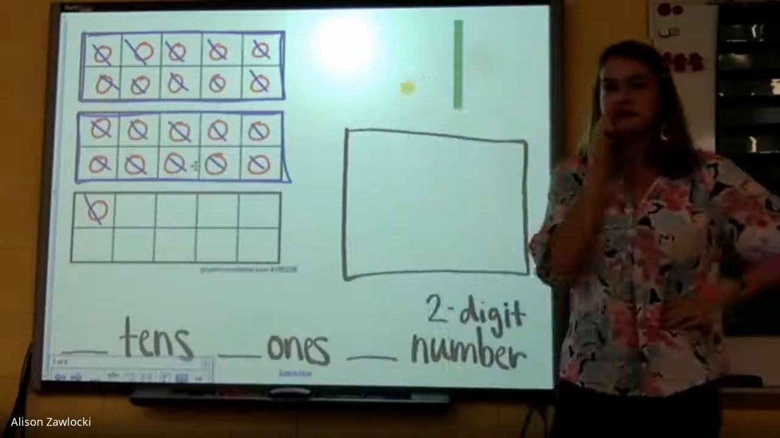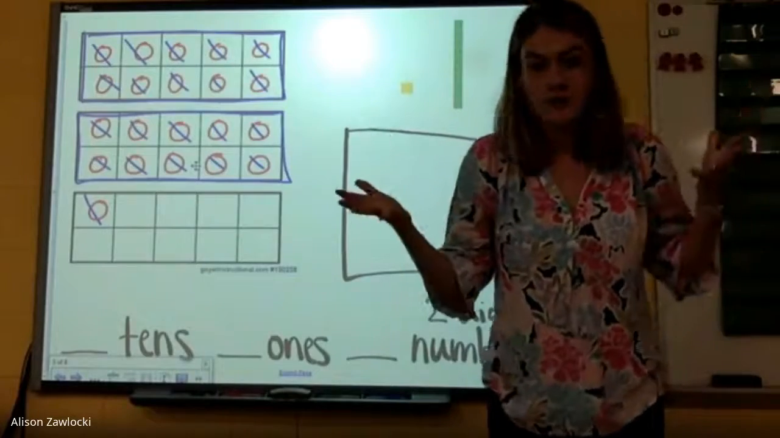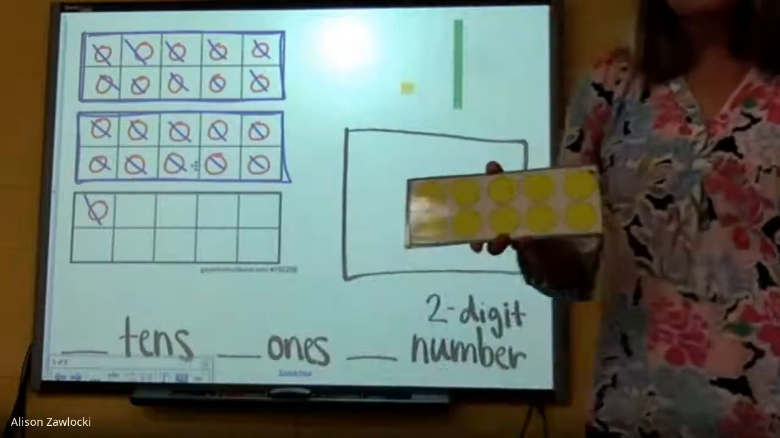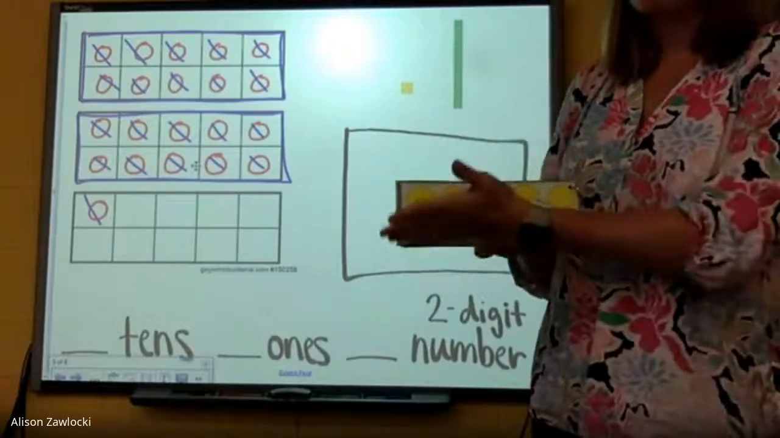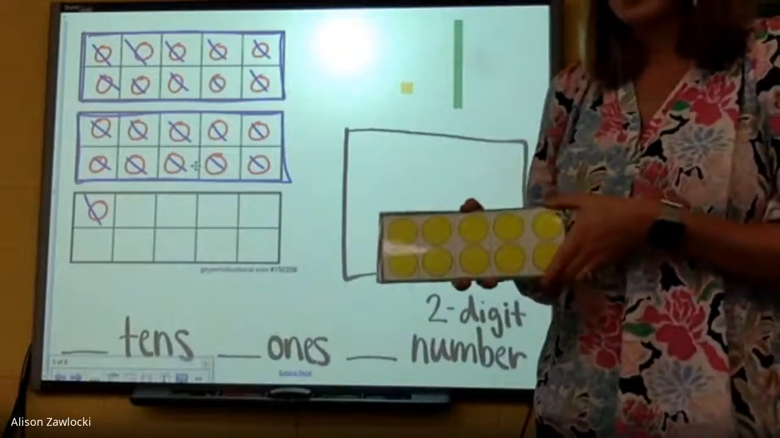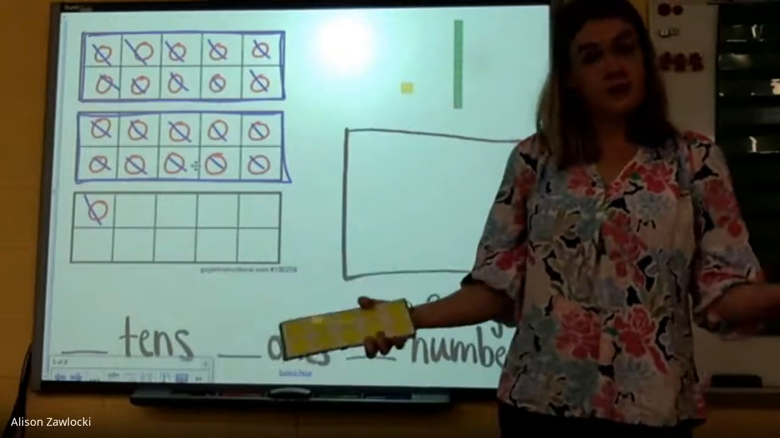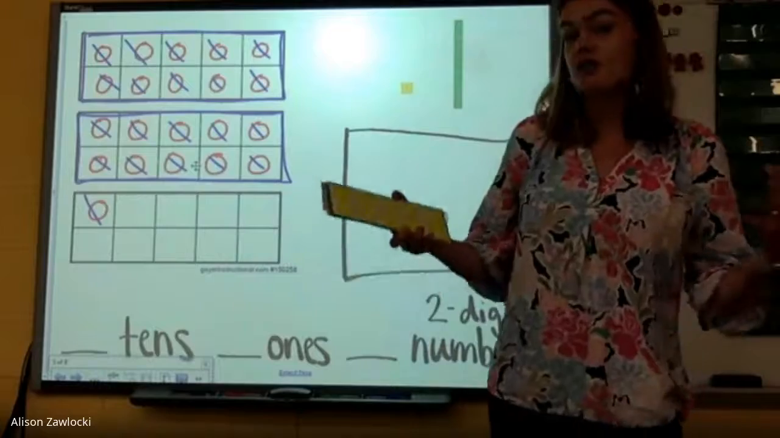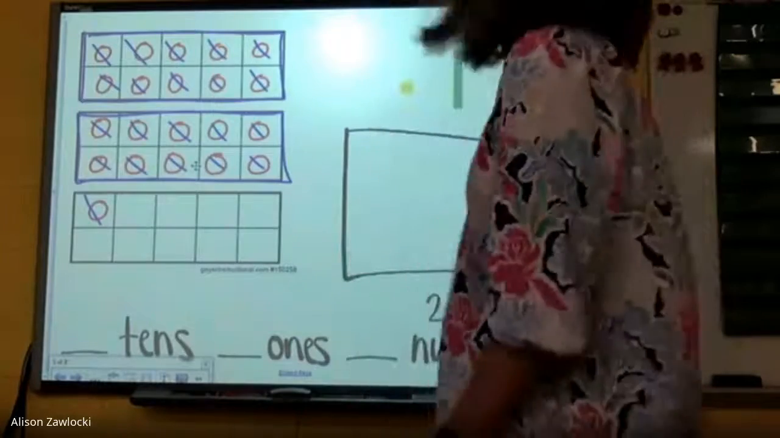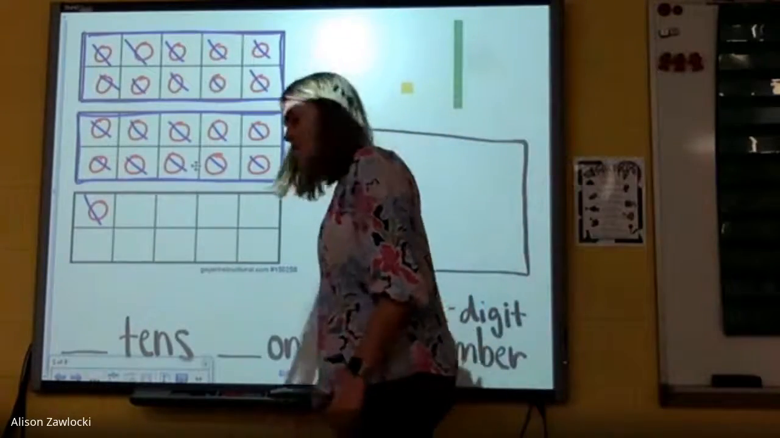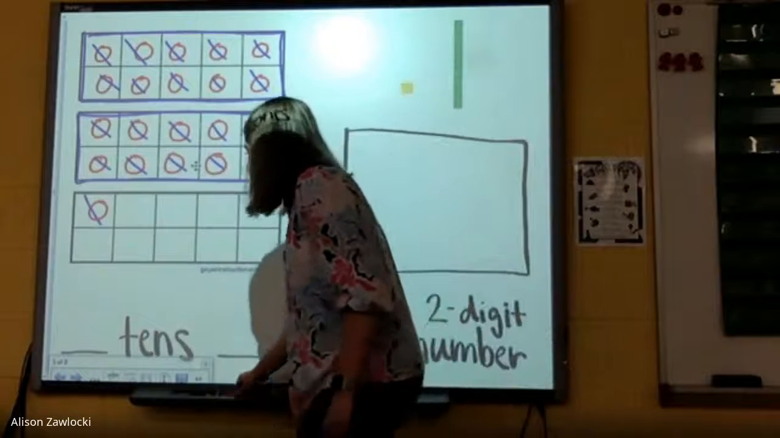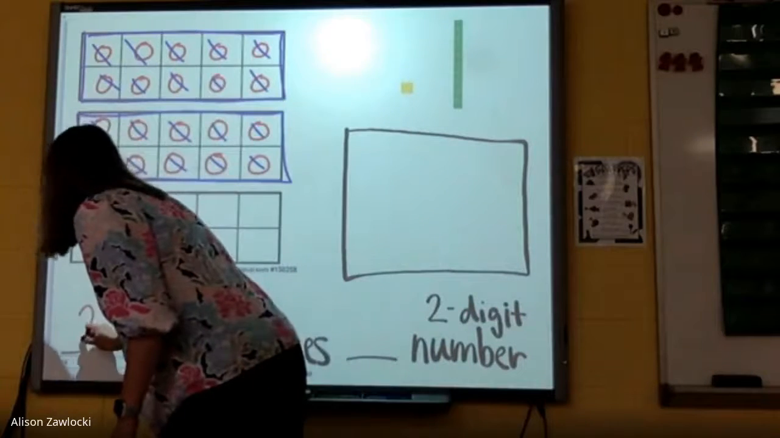Another way you could do this is how many full 10 frames do I have? Remember from our number talk, we proved that a full 10 frame is a group of 10. So instead of saying how many circled groups do I have, we can say how many full 10 frames do I have? So boys and girls, how many full 10 frames do I have? I have 2 full 10 frames.